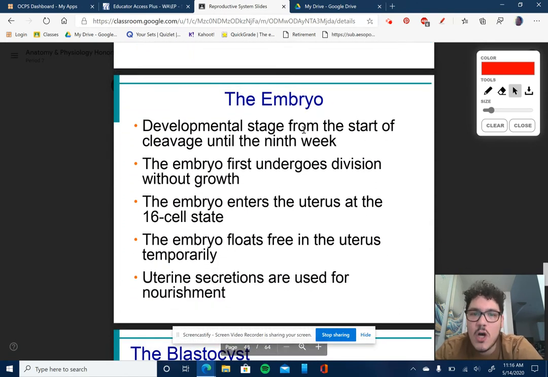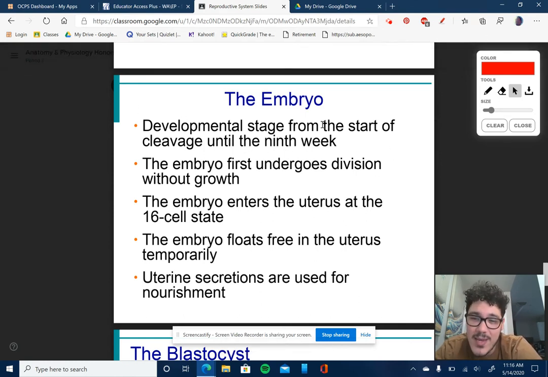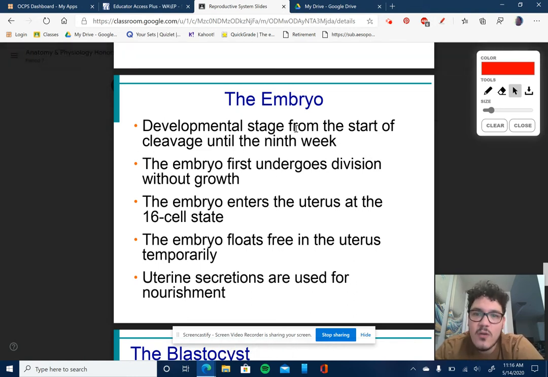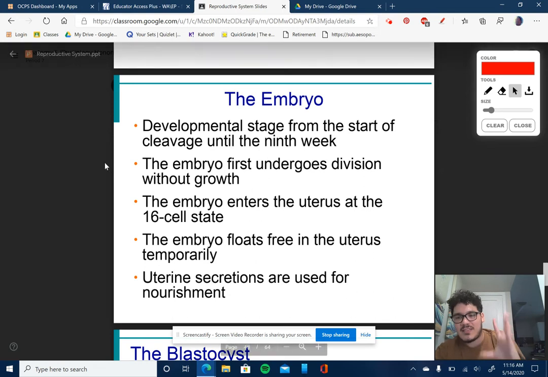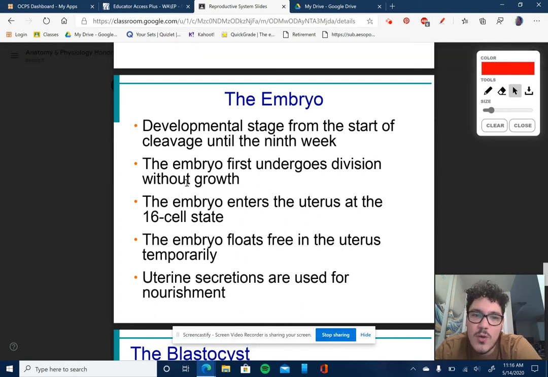Next, we're going to have what's called the embryo. It's the developmental stage from the start of cleavage until the 9th week. So it's not a bad idea to understand this time period, right? From the start of cleavage, aka when the cells have started replicating after it's become a zygote, until the 9th week, the embryo first undergoes division without growth. The embryo enters the uterus at the 16 cell state, so it's replicated quite a number of times. The embryo floats free in the uterus temporarily, and then uterine secretions are used for nourishment. So the uterus literally will secrete its own compounds to nourish the embryo before it has officially attached itself.